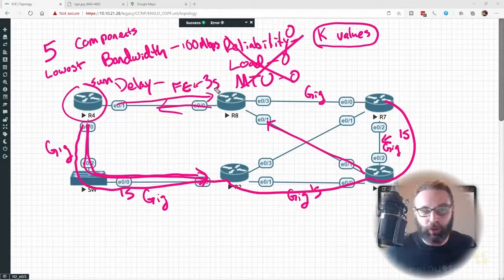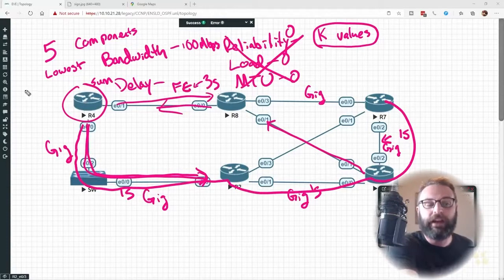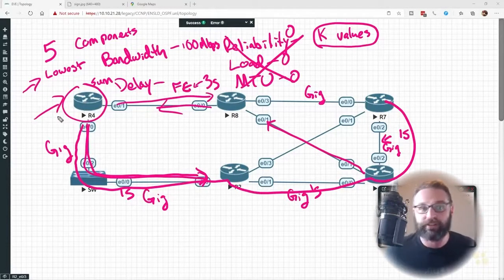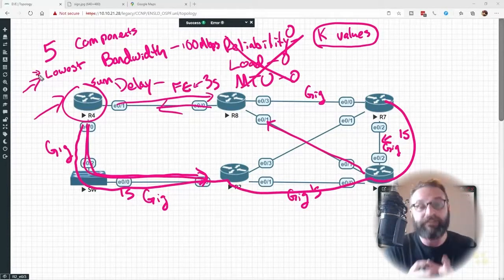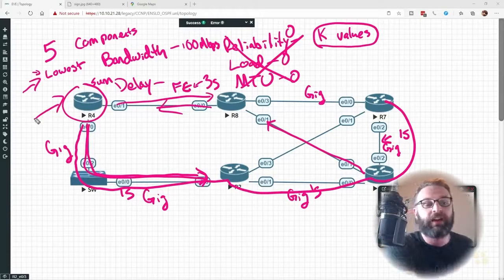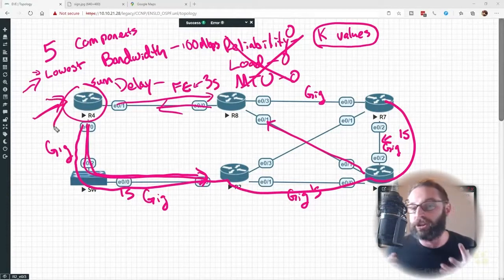So EIGRP, when it's calculating its complicated metric through all of that crazy math, is going to keep two things in mind in determining the best path to get to its destination. It is what is going to be the lowest bandwidth that I've seen on my way to this destination, as well as what is the sum of delay that I've seen on my way to this destination.